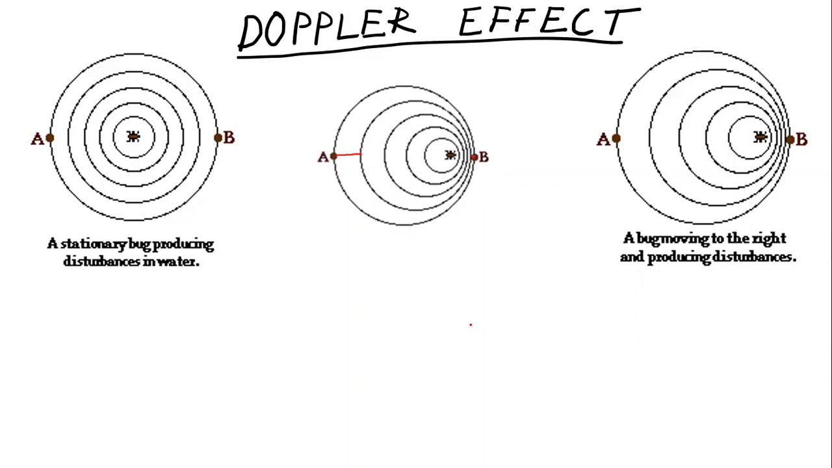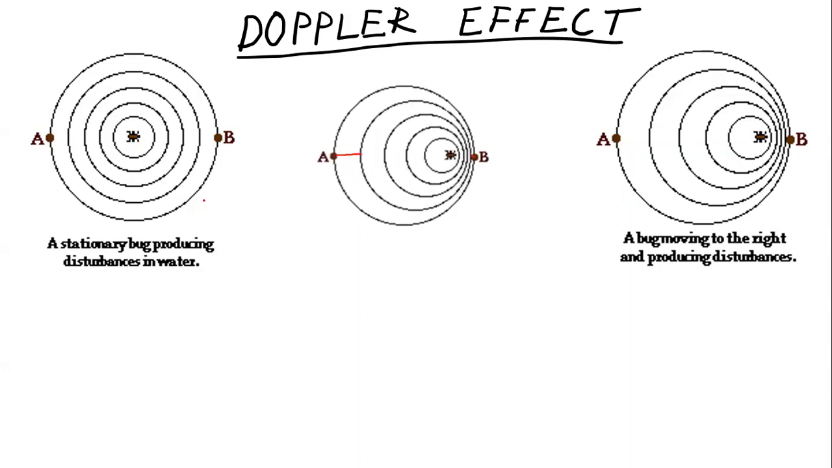It is the change in the original frequency of the sound, or the original frequency of the light, or the original frequency of the disturbance that is produced from the source. So the Doppler effect gives you the idea about that change.